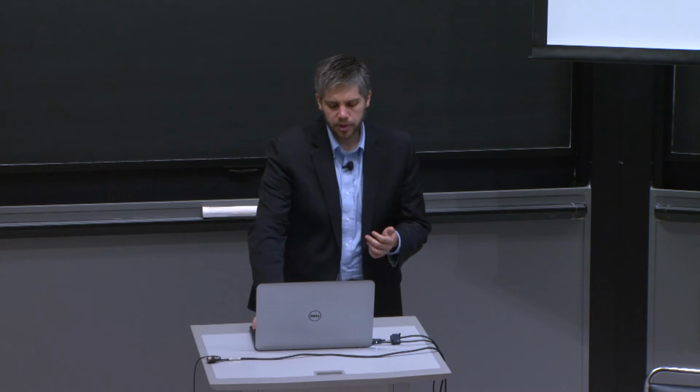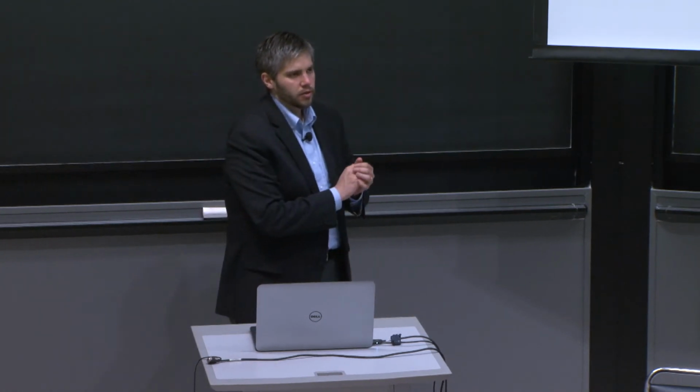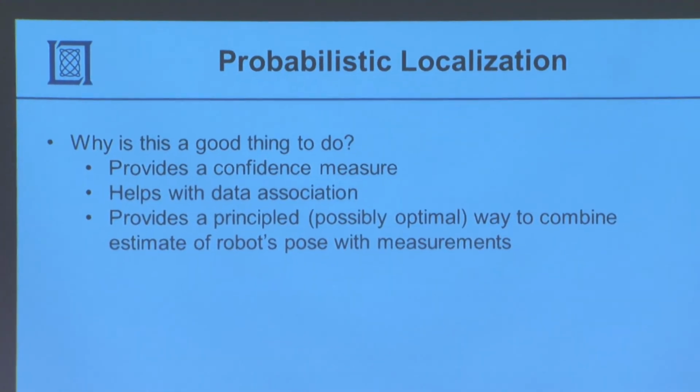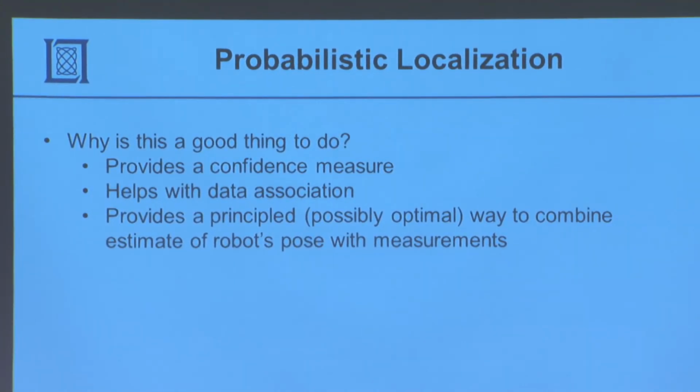So we can use our belief space to kind of model our certainty of the robot's position. And it turns out that leveraging or explicitly modeling our uncertainty about the robot's position leads to a much more robust estimate of our robot's location.